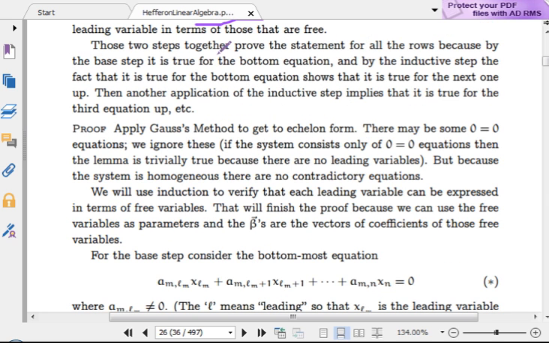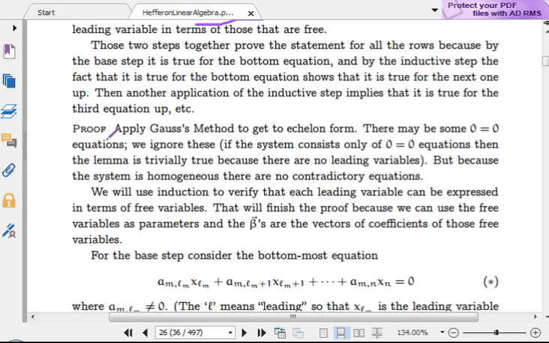Okay. All right, these two steps together prove the statement for all the rows, because by the base step it is true for the bottom equation, and by the inductive step, the fact that it's true for the bottom equation shows that it's true for the next one up. Then another application of the inductive step implies it's true for the third equation up, and so on. Now, notice that this is exactly what we did in the specific examples that we worked. Right, just following that same format, but trying to formalize it in a general way.